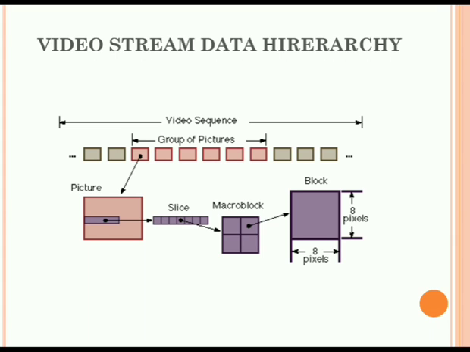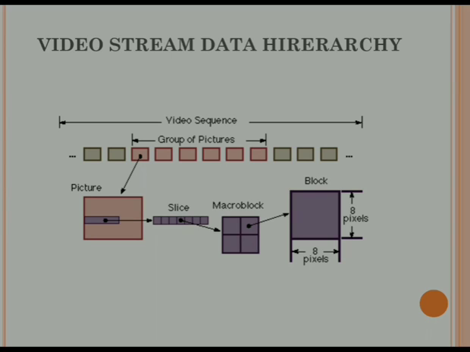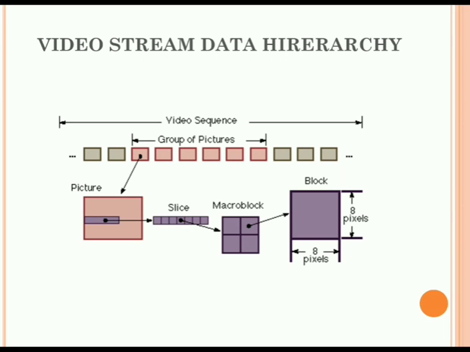Those slices consist of a number of macro blocks. One slice consists of a number of macro blocks, and each macro block consists of a number of pixels. So first we have the video sequence, then groups of pictures or images, then different slices in those images, different macro blocks in the slices, and pixels in those macro blocks. This is nothing but the video stream data hierarchy.